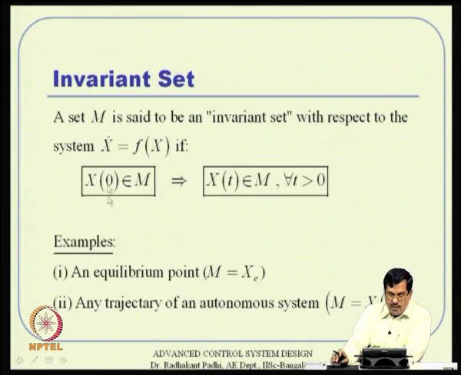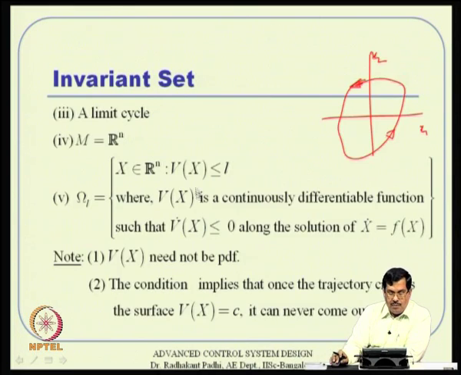So, whereas these examples are very intuitive, this example is very useful. We define a set of x belonging to R n where V of x is less than or equal to L, which defines some sort of a level set. If V of x is equal to L, that defines a level set, but we define V of x less than or equal to L, so that is an entire domain. Within that domain V of x is continuously differentiable such that V dot of x is also less than or equal to 0 along the solution. So, just remember that set is also an invariant set.